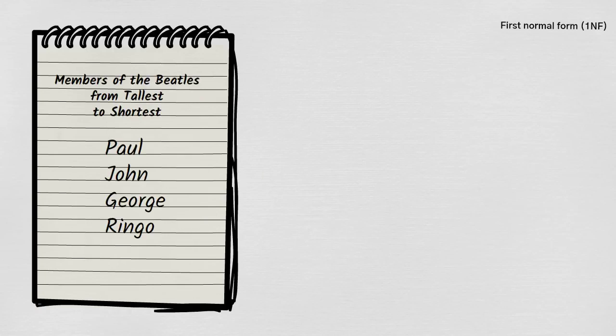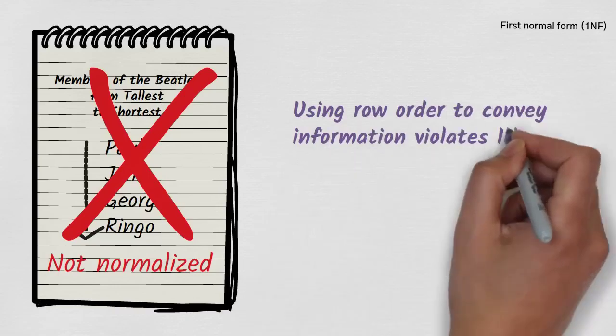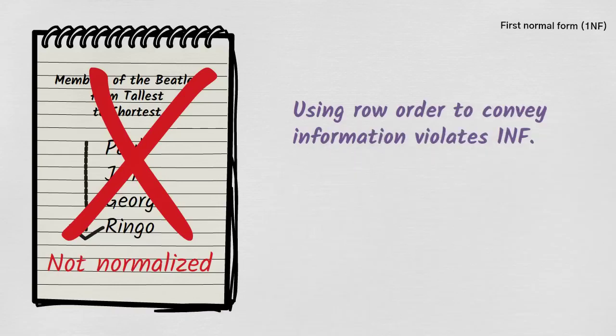In this list, it's not just the names that convey meaning. The order of the names conveys meaning too. Paul is the tallest, John is the second tallest, and so on. Lists like this are totally comprehensible to us, but they're not normalized. Remember, there's no such thing as row order within a relational database table. So, here we have our first violation of first normal form. When we use row order to convey information, we're violating first normal form.